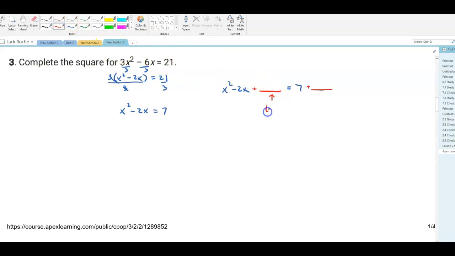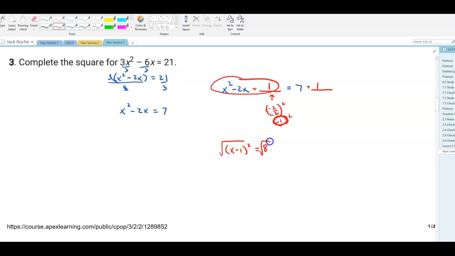When I look at this, I'm going to take half of 2 and square it, which gives me negative 1 squared, which is 1. If I add 1 here, I'm going to add 1 here. So now this, you have to understand, becomes what multiplies to give you 1 or adds up to -2. This right here is what it'll be. You know it's going to be x minus 1 all squared equals 7 plus 1 is 8.